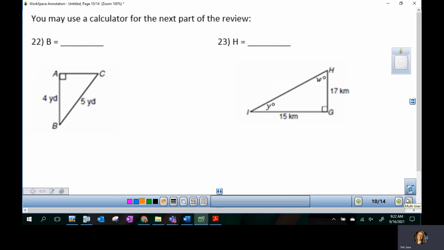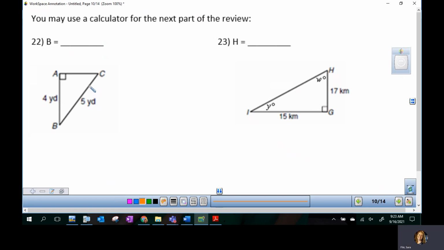All right, so now we're getting into the right triangle trig review. This is the part of the test, these types of questions that you need a calculator for, okay? The calculator will be activated in the test, okay? So you'll be able to open it whenever you need it for these types of questions. Okay, so this goes back to part 1 and part 2 of our Unit 1 notes.